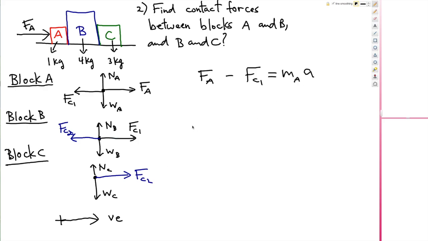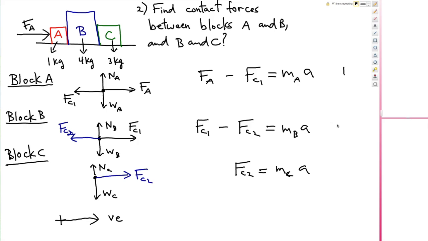Okay, to redo it for the second one here. For block B, what do we have? We have positive FC1, a contact force between blocks A and B, minus FC2, which has to be equal to the mass of block B times the acceleration of B. And the last one, pretty simple, there's just one. That's FC2. It must be equal to the mass of block C times the acceleration of block C.